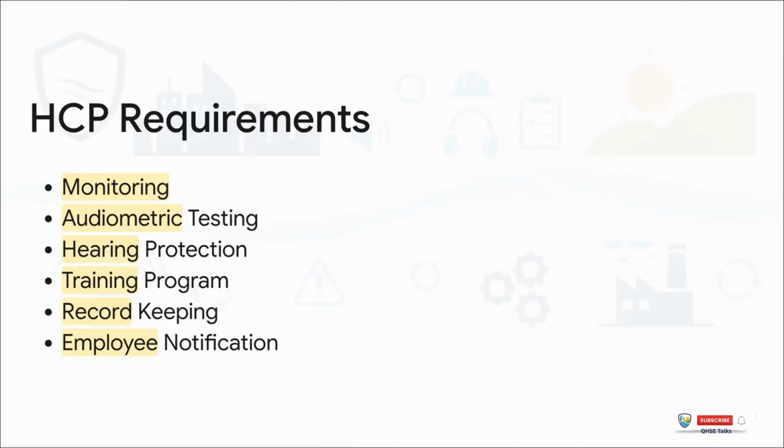So when we say hitting that 85 dBA action level triggers a program, what does that actually mean? It means all of this. A real hearing conservation program is so much more than just earplugs. You've got monitoring, you've got hearing tests, training, keeping records. It's the whole shebang. And yeah, you can bet you'll see questions about any of these pieces on the exam.